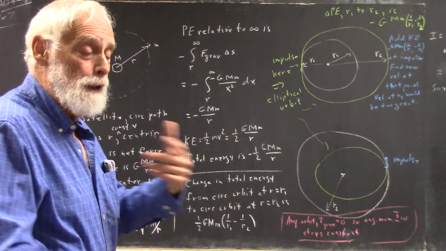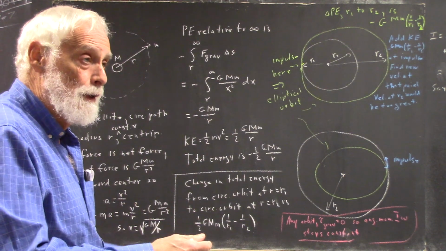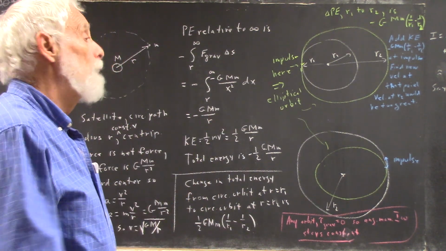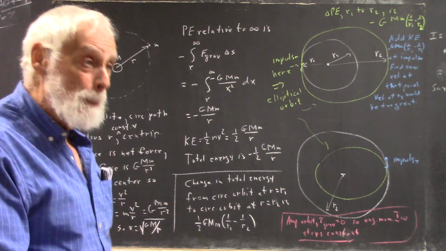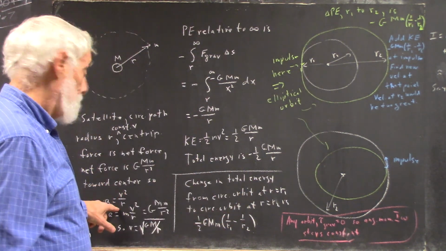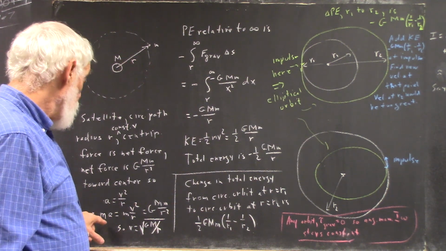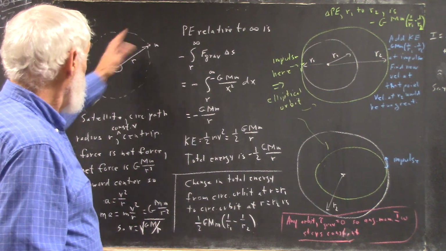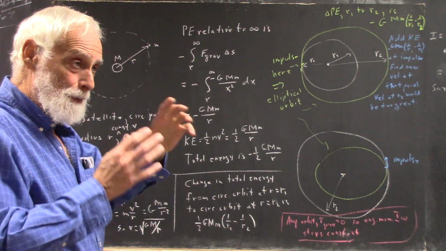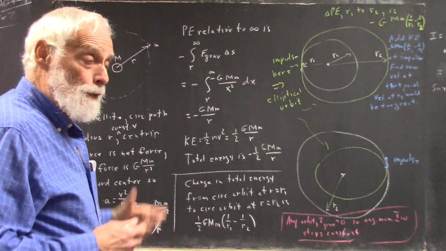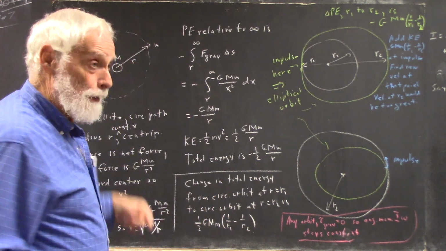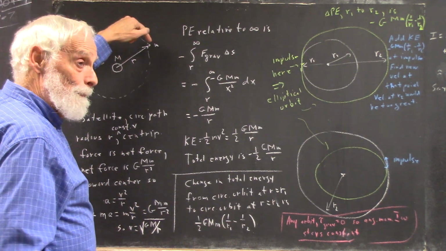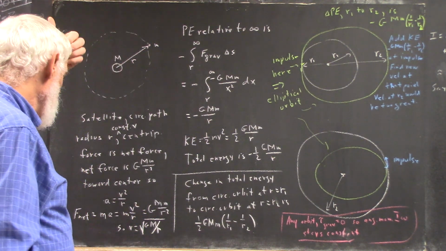We know that the satellite is moving in a circle at a constant speed. We know that if you're moving on a circle at constant speed, you need centripetal acceleration, v squared over r, which means you need centripetal force equal to m times v squared over r. The only thing you've got in an isolated system with a planet and a satellite to exert a force on anything is gravitation.